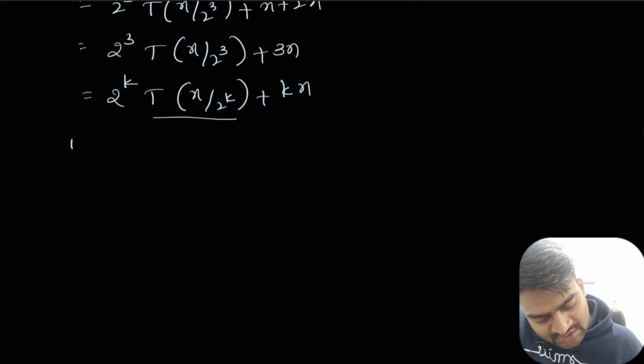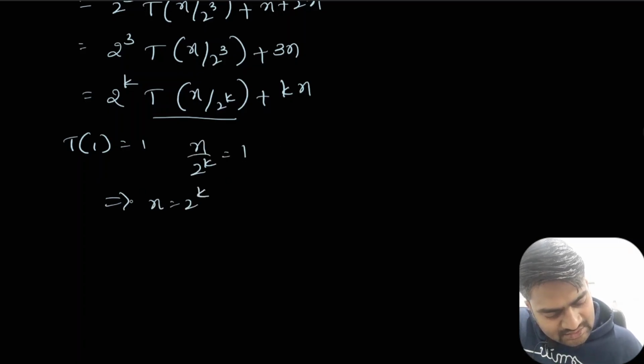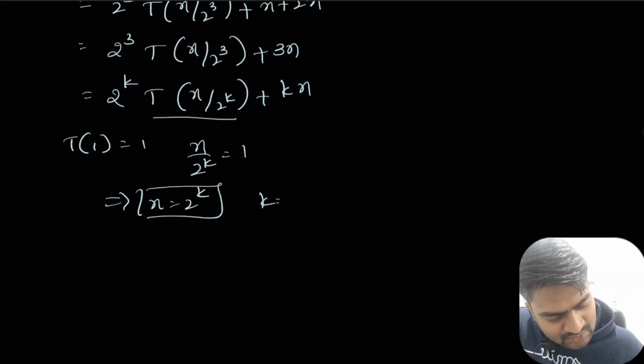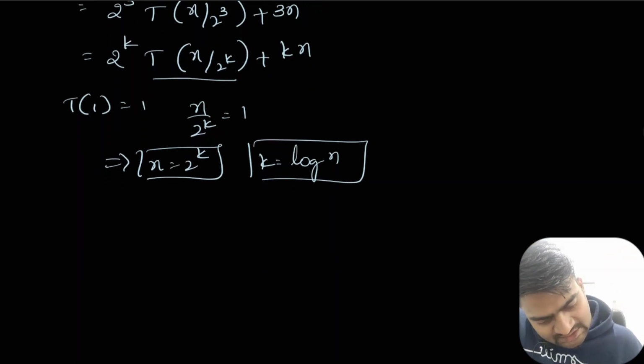Now we know t of 1 equals 1. So if we want to make it t of 1, then we can say n by 2 to the power k equals 1. That implies n equals 2 to the power k. This is one thing, and k equals log n. This is another thing. We will keep these two as a reference. Now let us substitute these values, basically this value here.